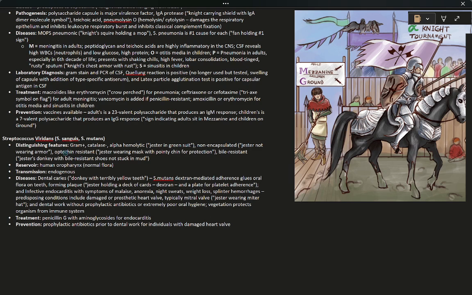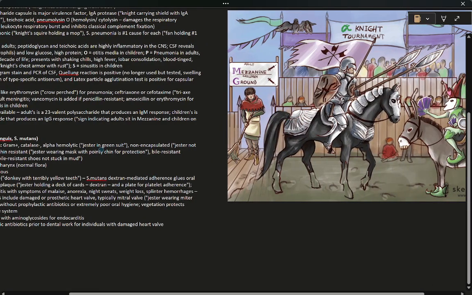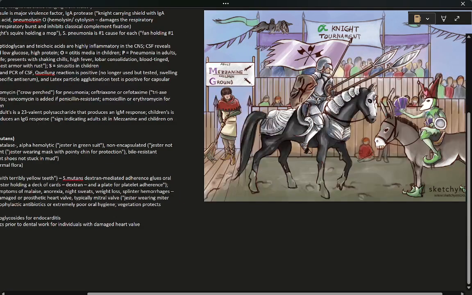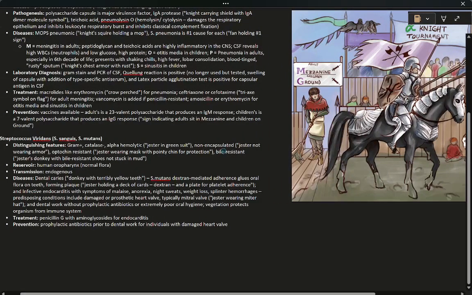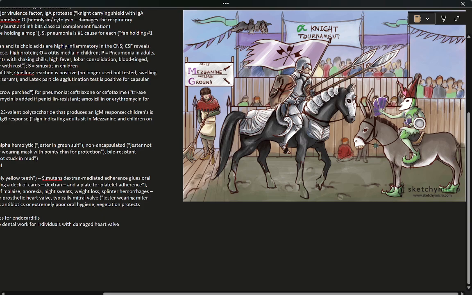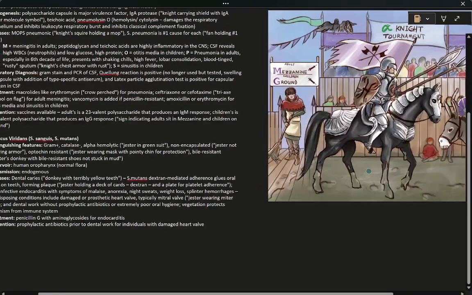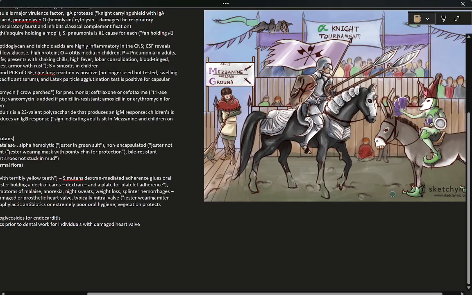It is also optochin resistant. So this time the jester is wearing a mask that protects its pointy chin, and that's why the mask here is pointy. And then finally, it is bile resistant. So this time the jester's donkey is wearing closed-toed shoes that are bile resistant, so that it is not stuck in the mud.